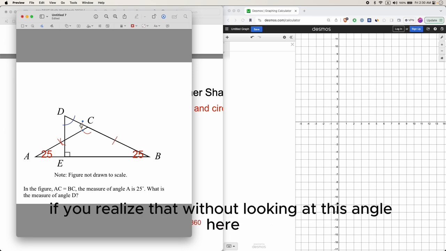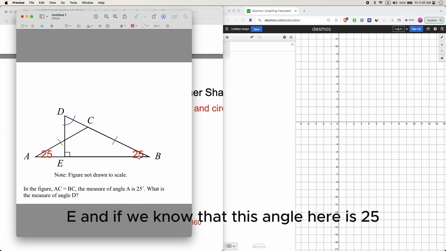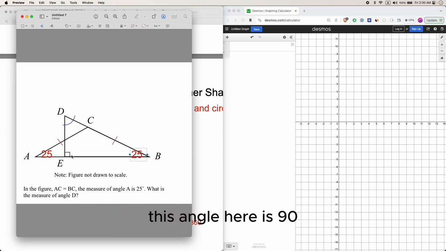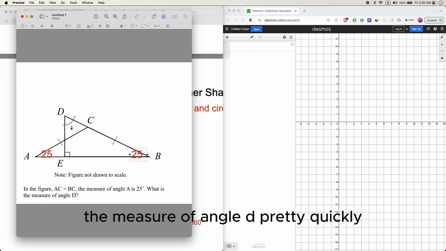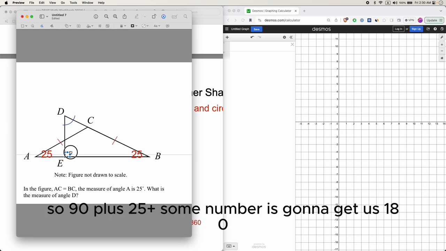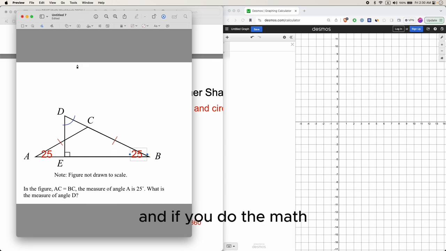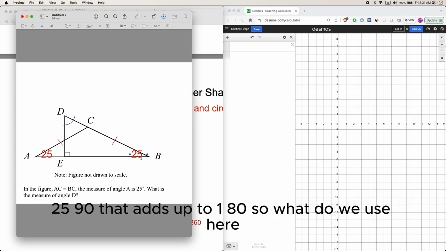If you realize that without looking at this angle here, without solving all that, here we have a triangle, BDE. And if we know that this angle here is 25, this angle here is 90, then we can actually find out the measure of angle D pretty quickly, because the sum of a triangle adds up to 180. So 90 plus 25 plus some number is going to get us 180. And if you do the math, this angle here is going to equal 65 degrees. 65, 25, 90. That adds up to 180.